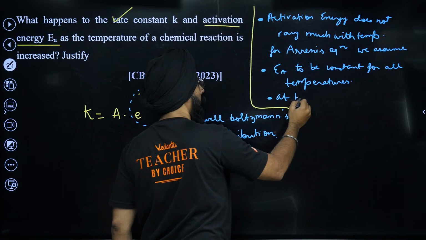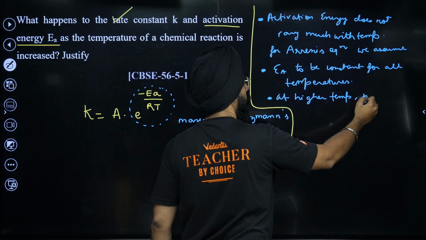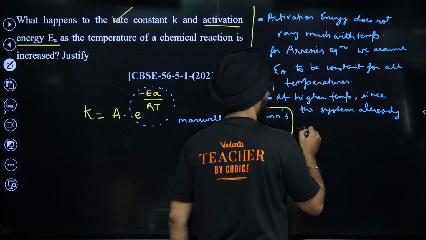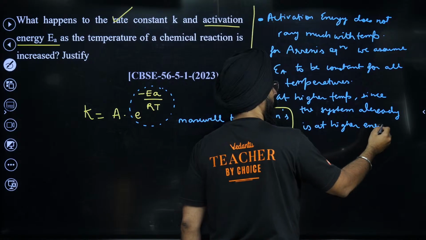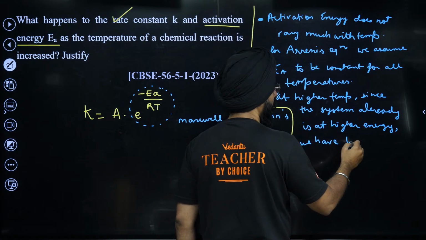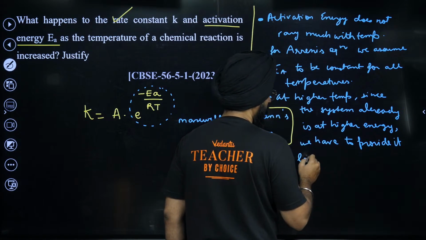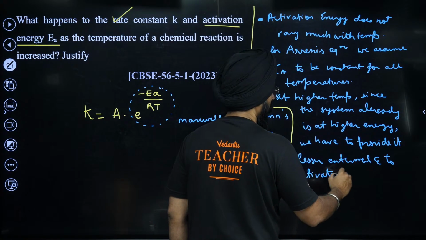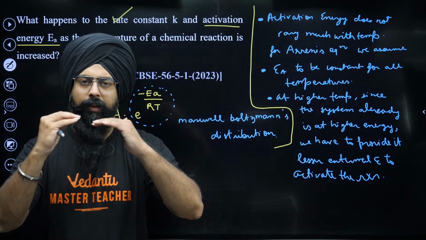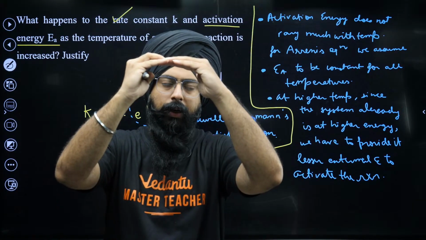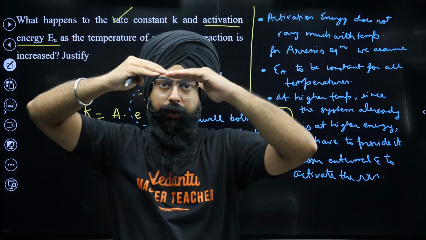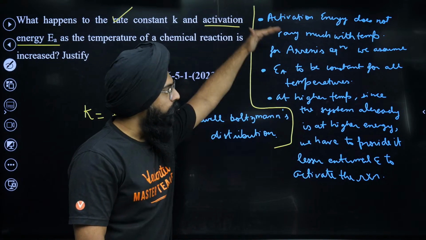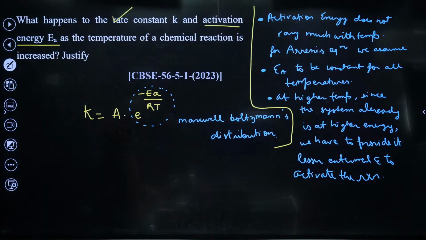You can also write that at higher temperatures, since the system already is at higher energy, we have to provide it lesser external energy to activate the reaction. Since at higher temperature the system is already at higher energy, we don't have to give it so much more energy. We will give it just a little bit more energy for the reaction to start. So if you justify with these points, you will get marks. Cool.